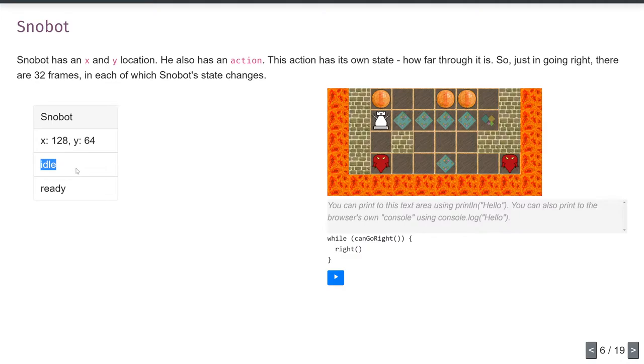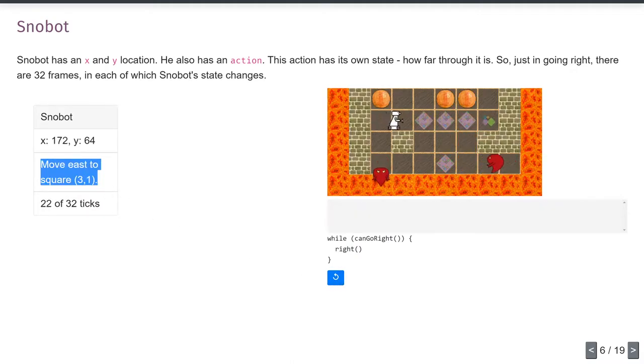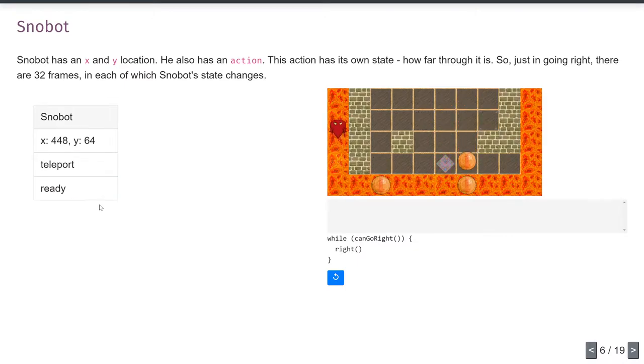This is a bit more like the state machine thing. So at the moment, his action is idle, and that means his behavior is that he's just standing there. Well, except that my program is going to tell it what to do. You see, that idle state has its own bit of state, whether it's finished or not, or how far through it is, as to whether it can take the next command. And so you'll see that as we send him right, he starts doing actions that are moving to the next square, moving to the next square, moving to the next square. But those actions themselves have a little bit of state, which is how far through they are, whether they're ready for the next one or not.